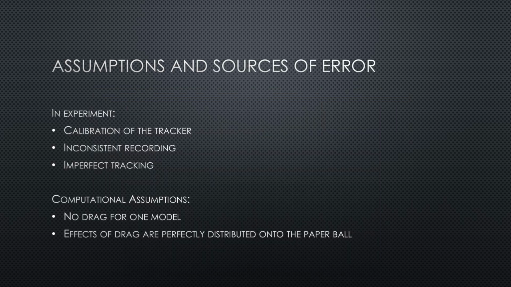There were many potential sources of error and assumptions made in this experiment. For example, the calibration of the displacement in the tracker may contain error, along with human error when recording and imperfect tracking of the projectile. In the computational model, I obviously assumed no drag for one of the models, but in the model with drag, the effects of drag are assumed to be perfectly distributed on the paper ball, which isn't the case experimentally.